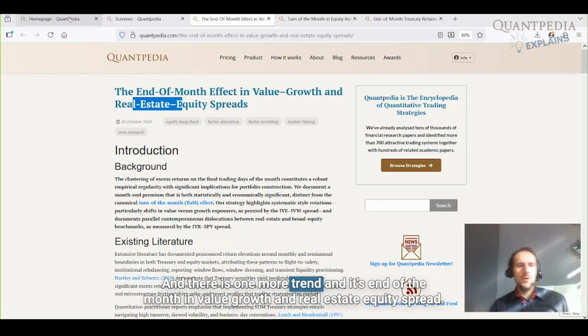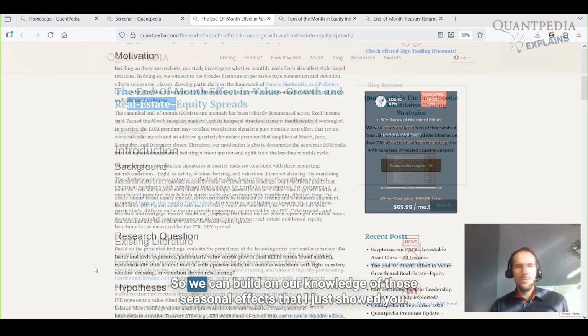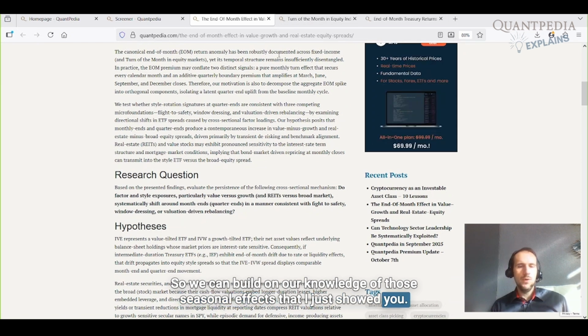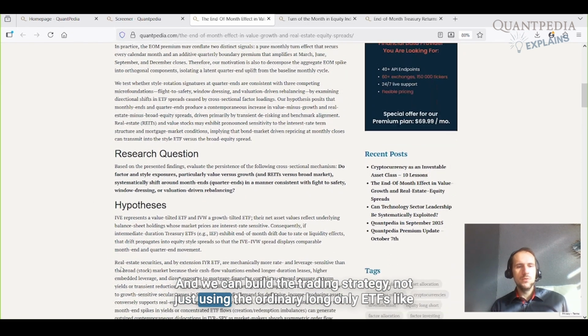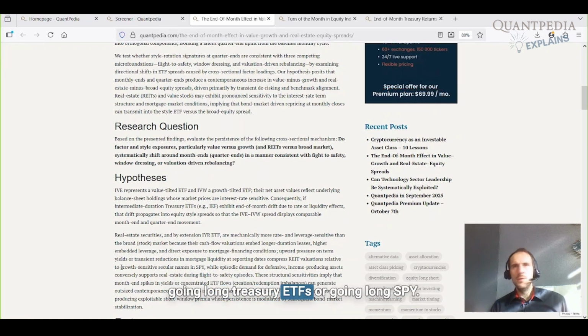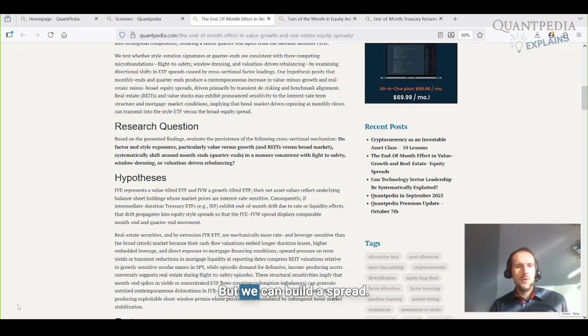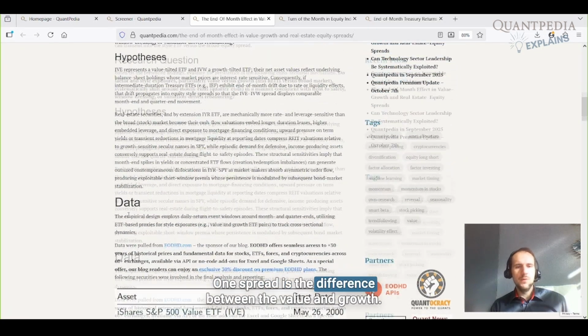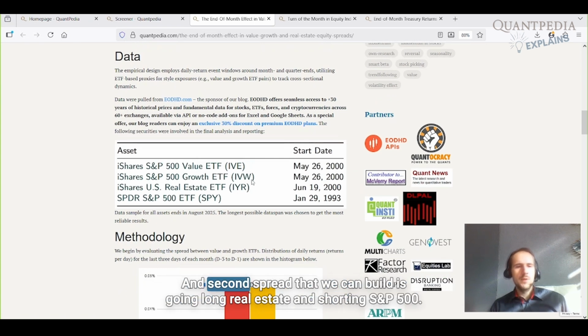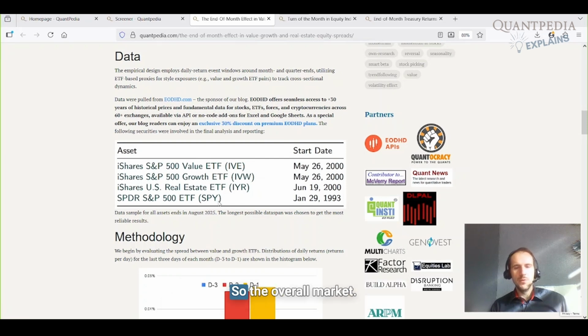Okay, and there is one more trend, and it's the end of month effect in value growth and real estate equity spreads. So we can build on our knowledge of those seasonal effects that I just showed you, and we can build the trading strategy not just using the ordinary long only ETFs like going long treasury ETFs or going long SPY, but we can build a spread. One spread is the difference between the value and growth. So we can go long value and we can short growth at the end of the month. And the second spread that we can build is going long real estate and shorting the S&P 500, so the overall market.